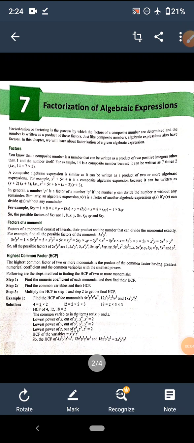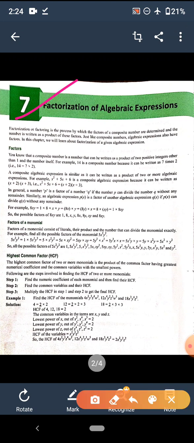Today I, Taruna Seni, will teach you chapter number 7, that is factorization of algebraic expressions. So firstly, let us learn the meaning of factorization. What is factorization? Factorization or factoring is the process by which the factors of a composite number are determined and the number is written as the product of these factors. Means we will break the composite number into smaller numbers.